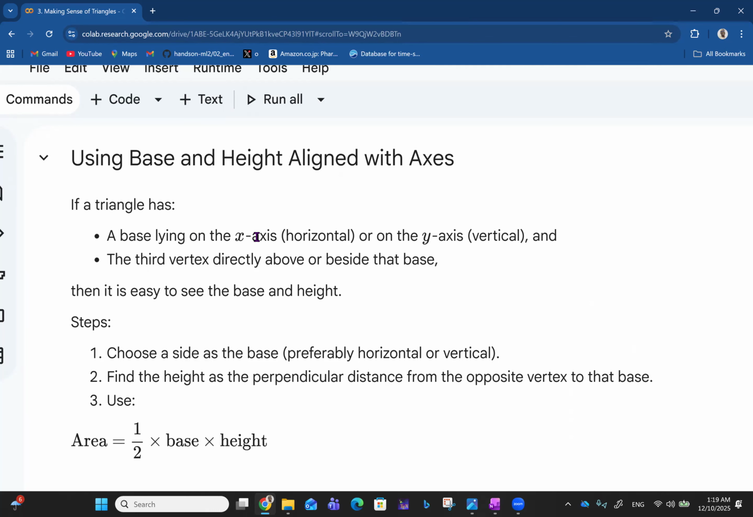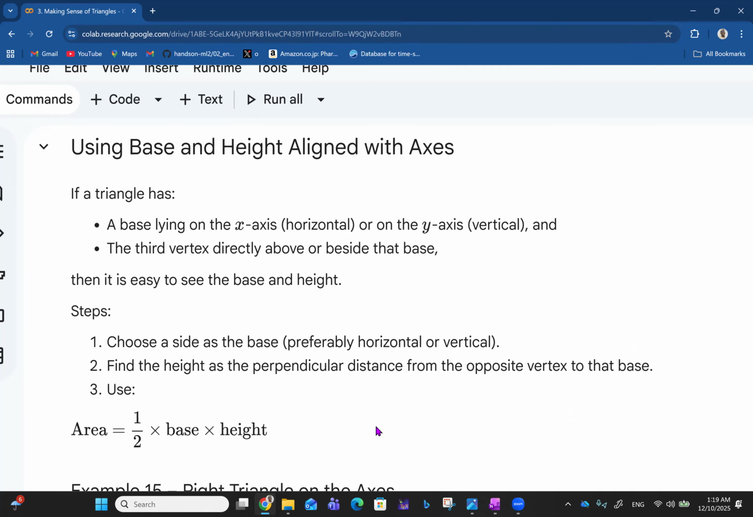If a triangle has a base line on the x-axis, horizontal, or on the y-axis, vertical, and the third vertex is directly above or beside the base, then it is easy to see the base and height. So steps: choose a side as the base, preferably horizontal or vertical. Find the height as the perpendicular distance from the opposite vertex to that base.